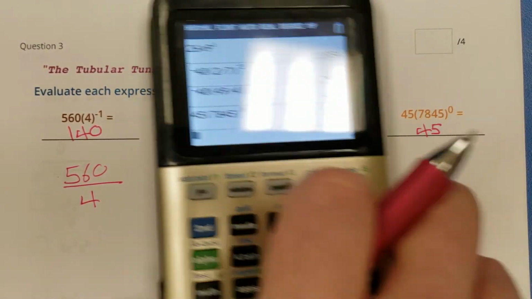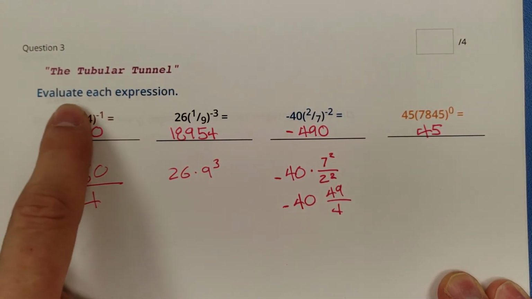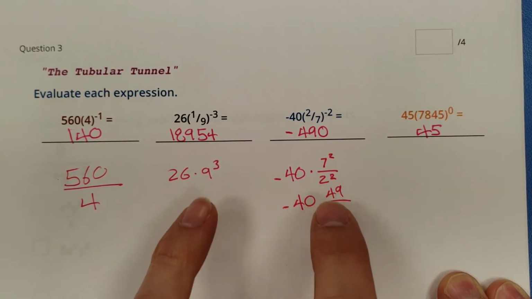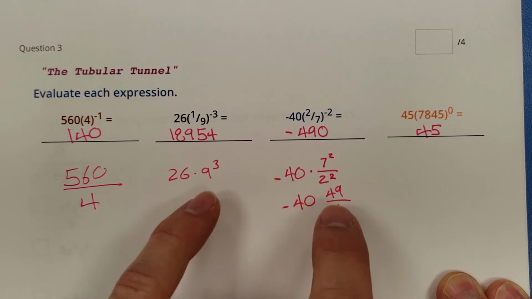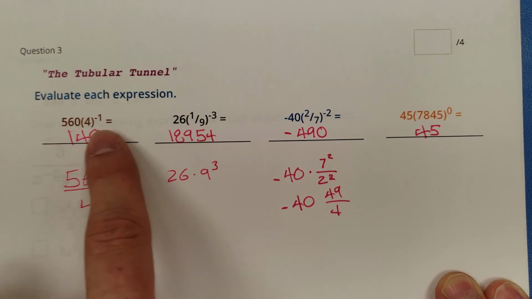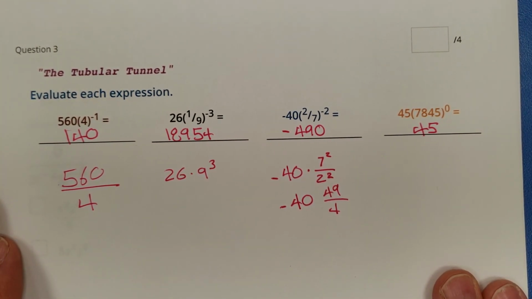There you go. All right, so that is the tubular tunnel. Tubular tunnel, I can't even talk. Evaluate each expression. So there's a couple of tricks that you can use. And then this is kind of ahead of, this is a few lessons down the road. So this is a little bit outside of our range right now, but you can still calculate it. Evaluate means just throw them in your calculator. Calculate carefully, and that's about it. That's the tubular tunnel.